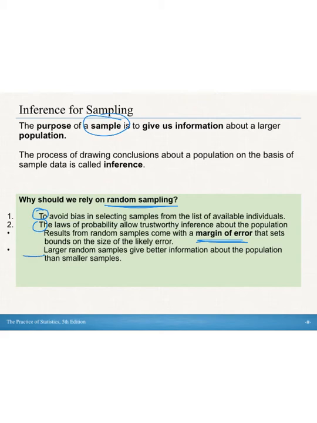And also larger random samples give better information about the population than smaller samples, but that comes with a kind of diminishing return after a certain amount. We'll find out, for example, that Gallup and Pew tend to use a sample of 1,000 for the larger population, because anything beyond that really doesn't give that much more information for the cost of increasing the size.